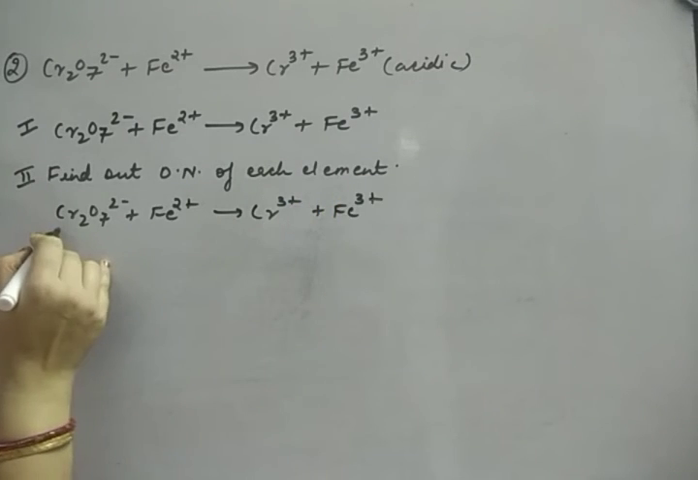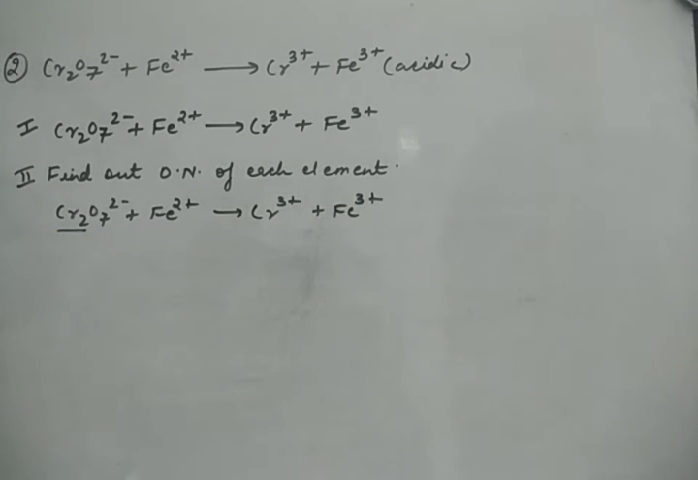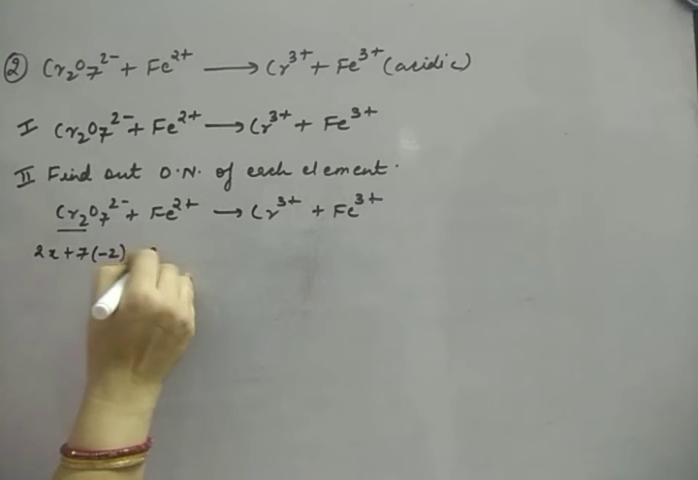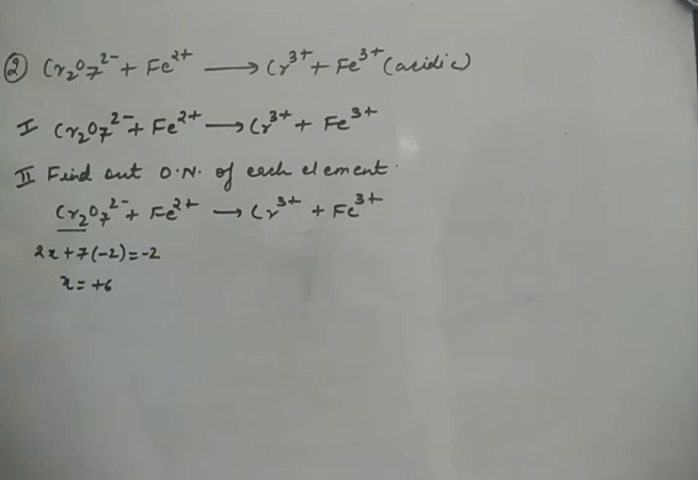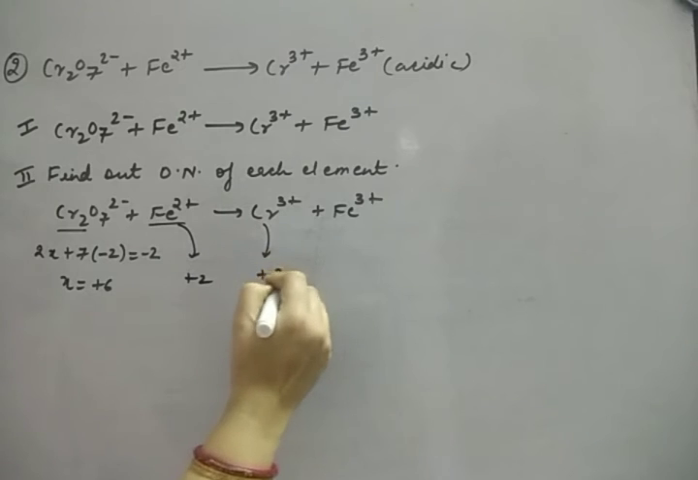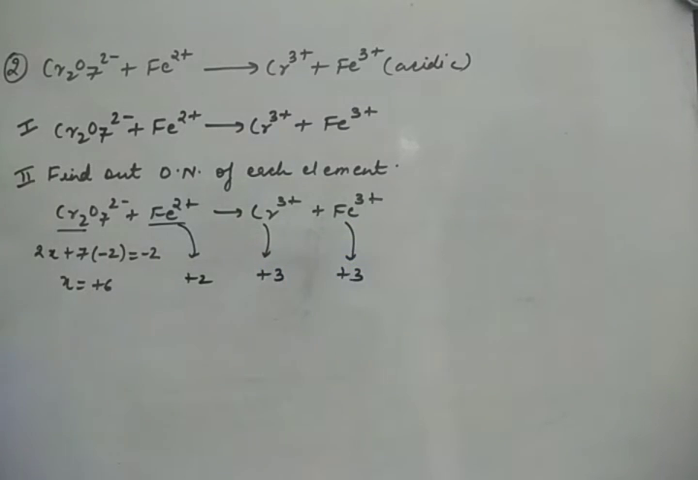So here I will calculate for chromium, because oxygen I already know it is -2. So it is 2x plus 7 into -2 equal to -2, or x equal to +6. Here iron is +2, here it is +3 and here it is +3. So I have calculated the oxidation number of each element.